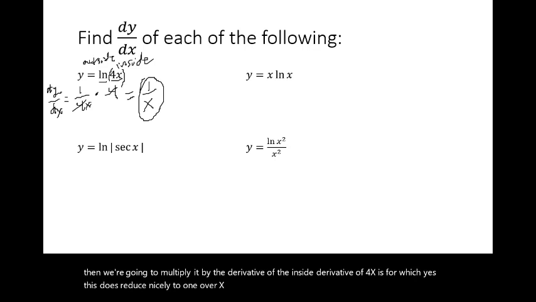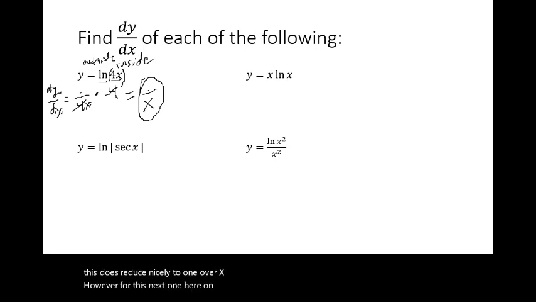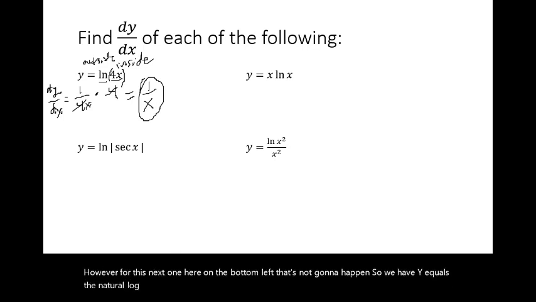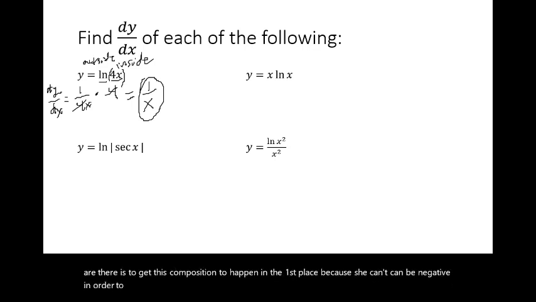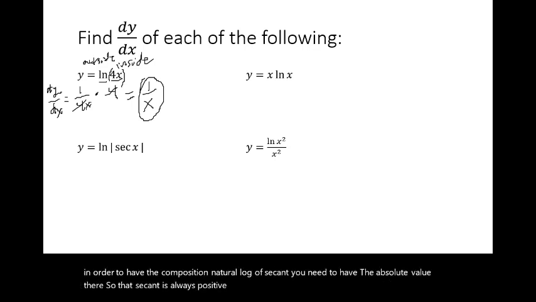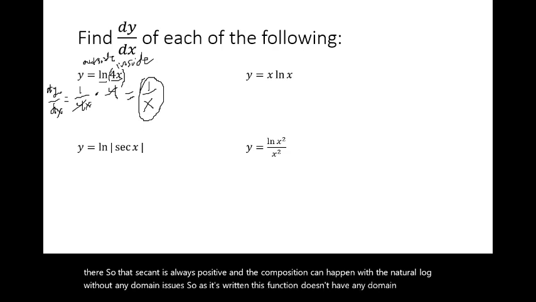However, for this next one on the bottom left, that's not going to happen. We have y equals the natural log of the absolute value of secant x. The only reason the absolute value bars are there is to get this composition to happen in the first place. Because secant can be negative, in order to have the composition natural log of secant, you need the absolute value there so that secant is always positive and the composition can happen without any domain issues. So as it's written, this function doesn't have any domain issues and therefore it is differentiable.